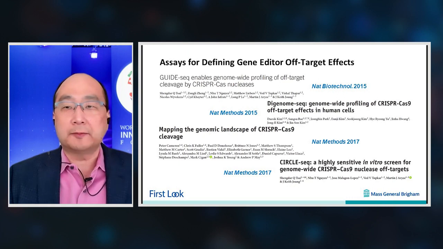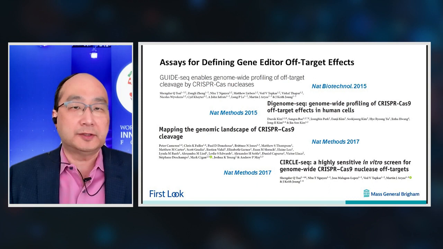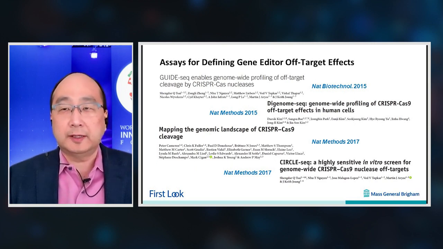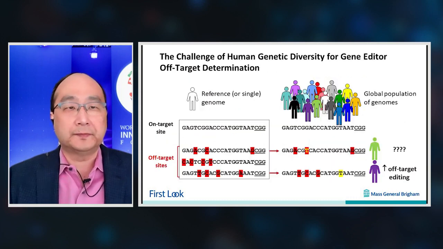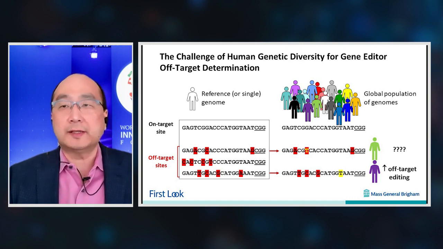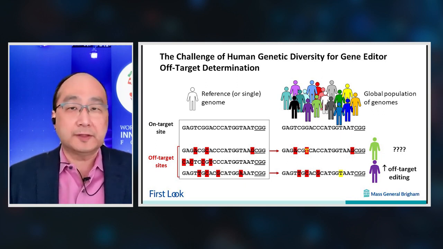Fortunately, there's been a lot of progress in the field over the last 6 or 7 years with the development of assays that allow us to define these gene editor off-target effects. These are some examples shown here, including the GUIDE-seq method originally developed by my lab, as well as CIRCLE-seq, an in vitro method that we described a couple of years ago. However, all of these different assays suffer from a challenge, which is that they don't have the ability to take into account human genetic diversity, the idea that all of us are different in our DNA sequences, when looking for off-targets of gene editors. What's an example of this?